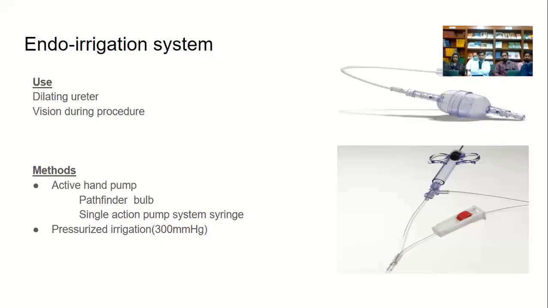Yes. Then there are endo-irrigation systems. They are used for dilating the ureter and to improve vision during the procedure. There are 2 methods for it: either active hand pump or pressurized irrigation, which is usually kept less than 300 mmHg. Nowadays, they have also developed the Pathfinder bulb, which is used for active hand pump, and the single action pump needle. But mostly we use something like a BV apparatus, which we use in our OTs, in which normal saline is usually placed.